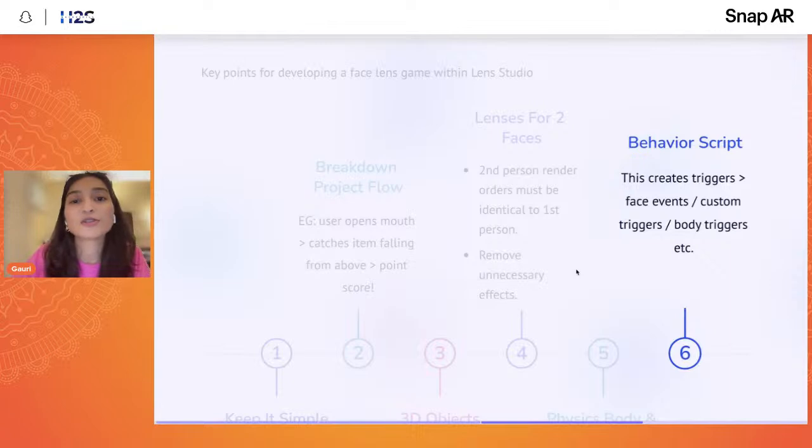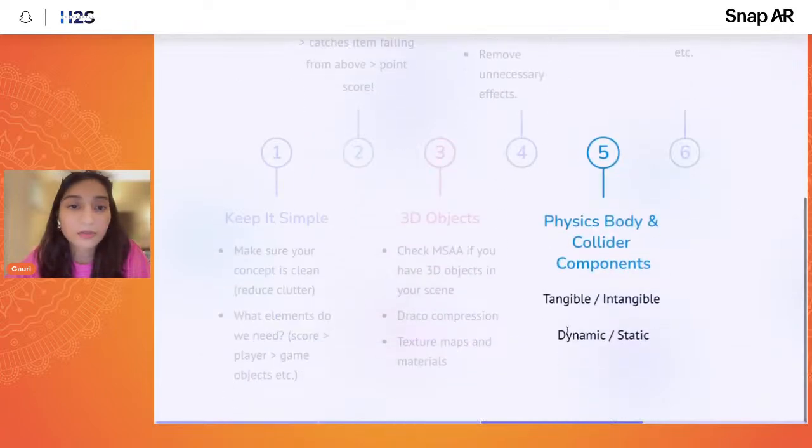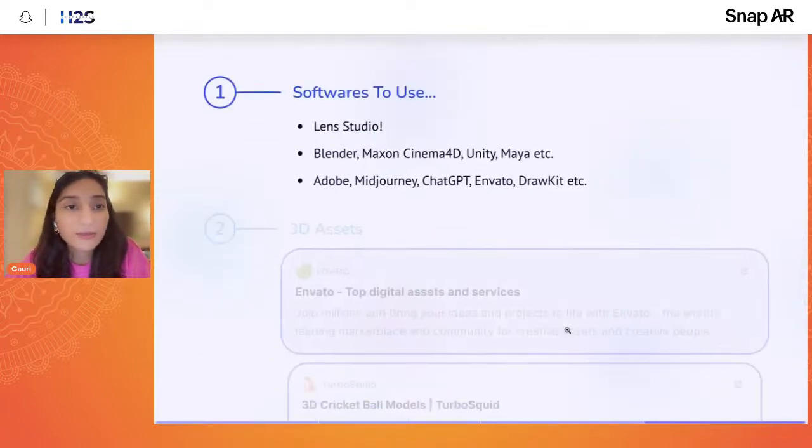Behavior script sort of enables you to add all the triggers that you require to build a game or any kind of lens that you're looking at. So behavior script provides you with all the triggers. You've got all the face events, you've got physics events, you've got body triggers, you've got custom triggers, which you can use if you know how to code really well. So these are all the things that are required. So these are some of the key points that I think you should remember whilst creating your lens.